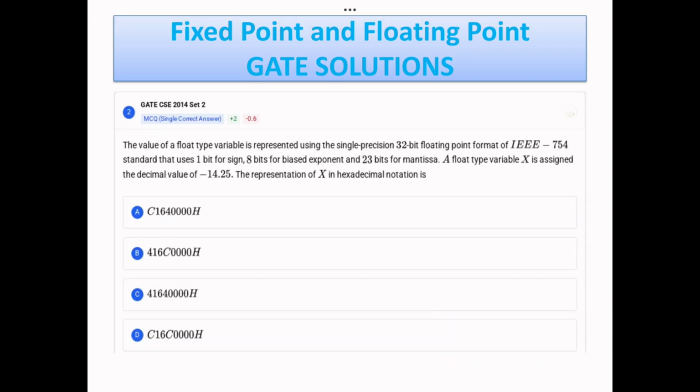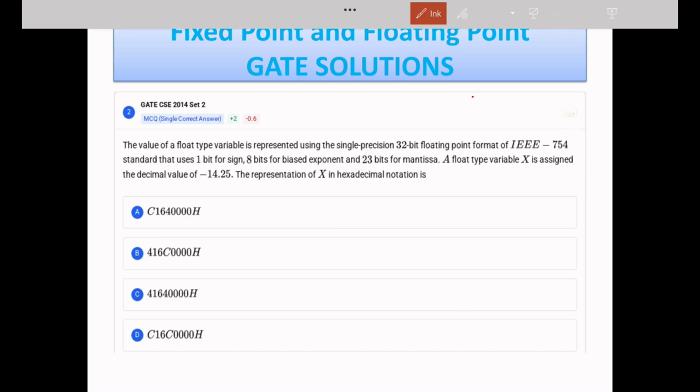Now I am going to another question. This question I will not solve, because we already solved the same question multiple times previously.